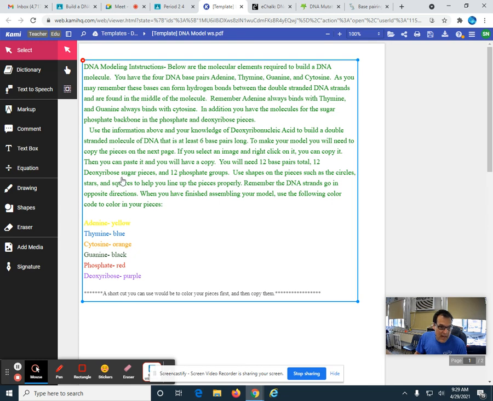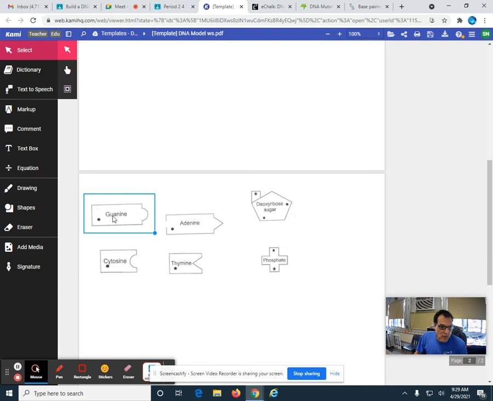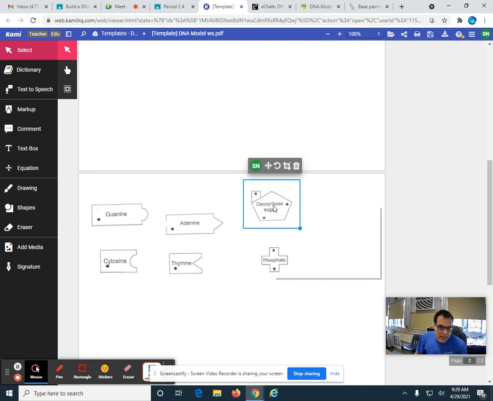You're going to need 12 deoxyribose sugar pieces and 12 phosphate groups. You're also going to need to color code your model: adenine, yellow, thymine, blue, cytosine, orange, and so forth. The sugar will be purple. And then the second page are your pieces. Now notice you're going to need 12 sugars, but I only have 1. So in order to get all of the pieces you're going to need, you have to right-click and copy the image. And when you do that, it's going to make another copy.